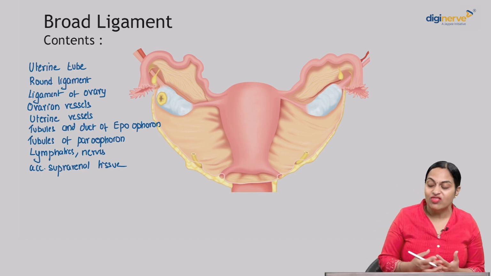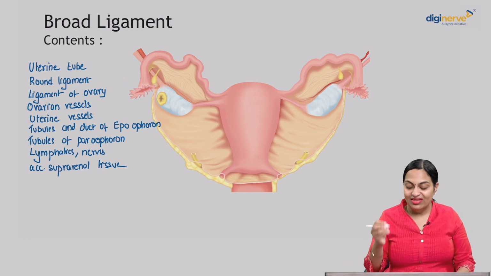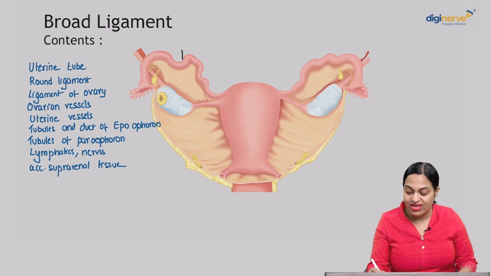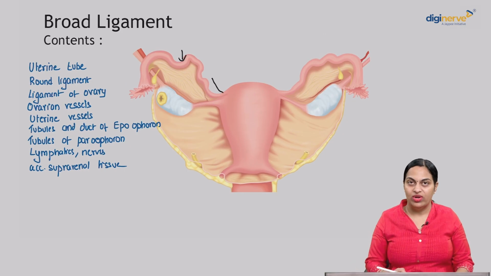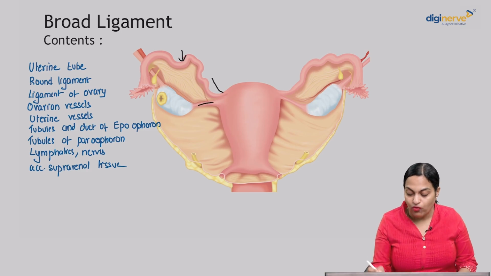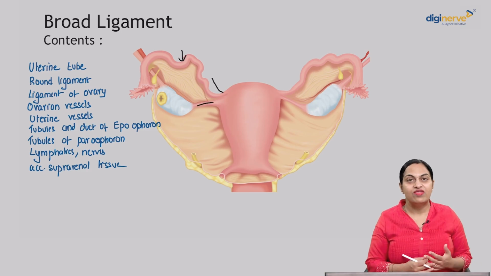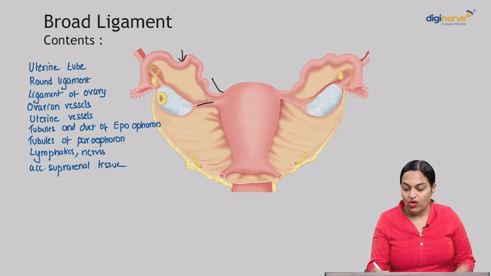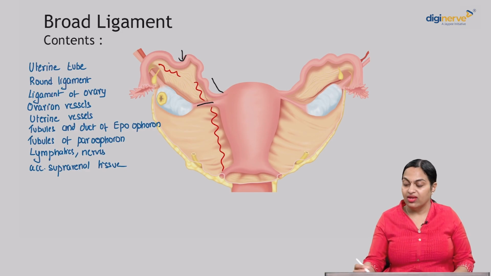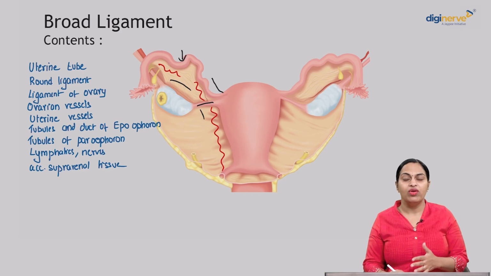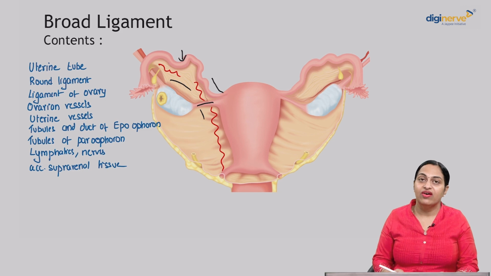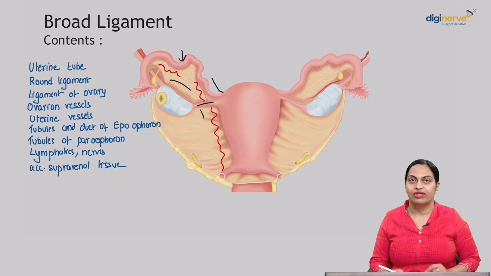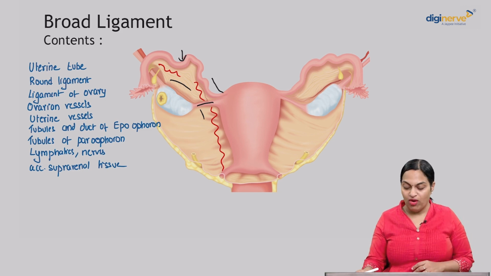What are the contents of this broad ligament? This broad ligament has the uterine tube, the proximal part of the round ligament, the ligament of ovary. What are the vessels you get to see here? The ovarian vessels, the uterine vessels, and then tubules and duct of the epophoron and tubules of the parophoron, lymphatics, nerves, and accessory suprarenal tissue. These are the contents of the broad ligament.